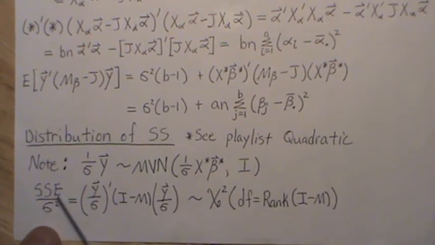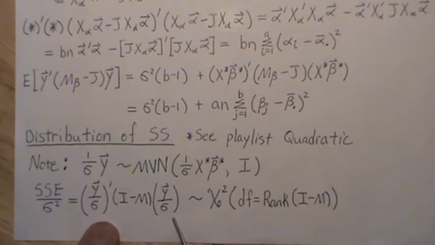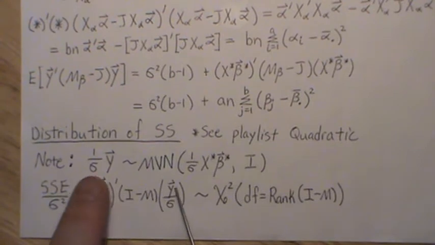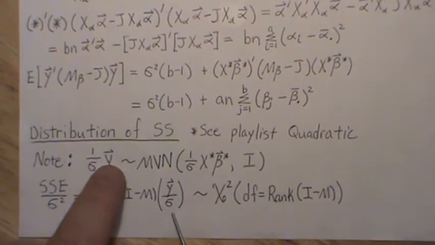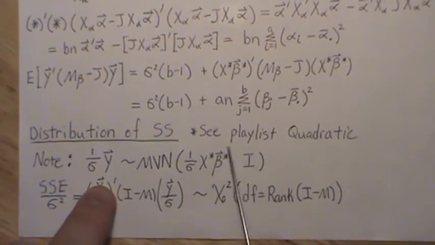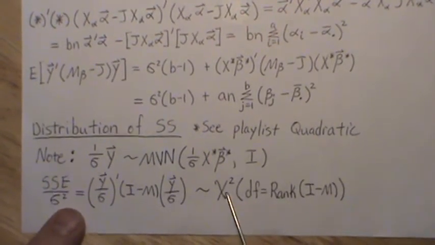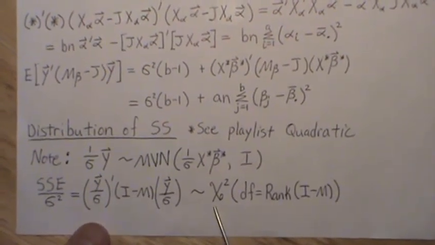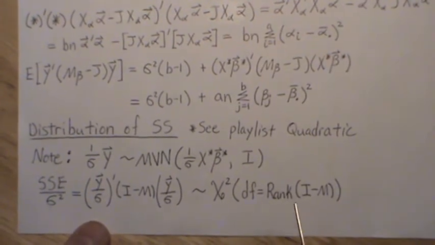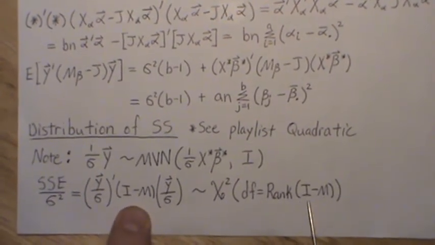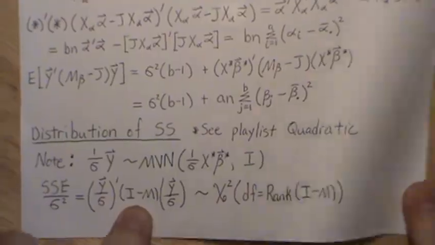So then the sum of squares there divided by sigma squared, which is this, right? The sigma squared can be brought into the pieces, and then that is normally distributed with this. So then it's quite easy to show that this is distributed as a central chi-squared with degrees of freedom equal to the rank of I minus M. And we'll look at that in a second.